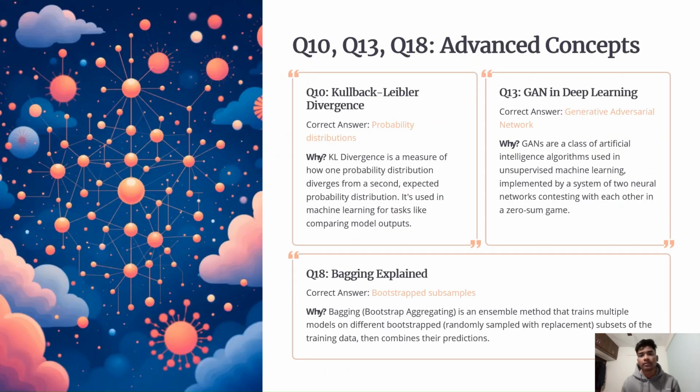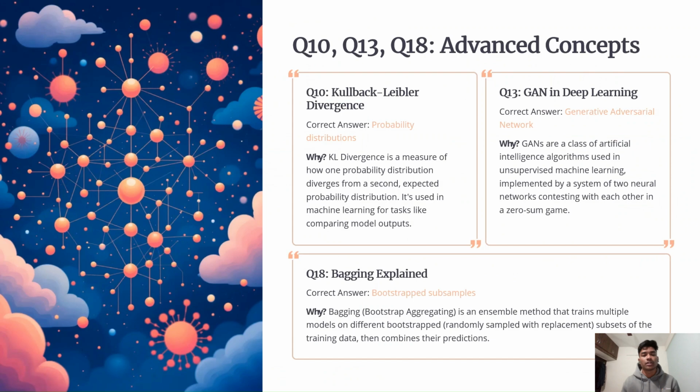To our next slide, based on advanced concepts. Question 10 was based on KL divergence. The right answer was probability distribution. KL divergence measures how one probability distribution differs from another. Models use it to compare predictions.